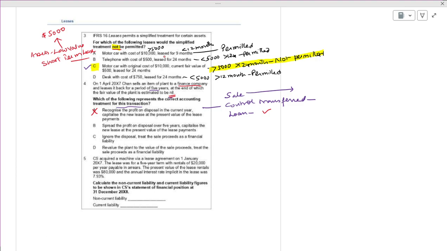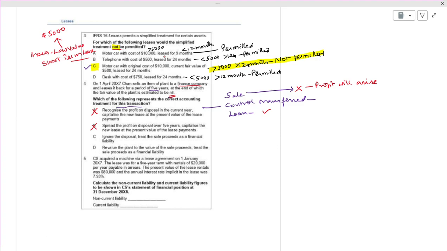When it is not a sale, when it is a loan, profit will not arise. Okay, profit will not arise. Very good. Point of revision: ignore the disposal.